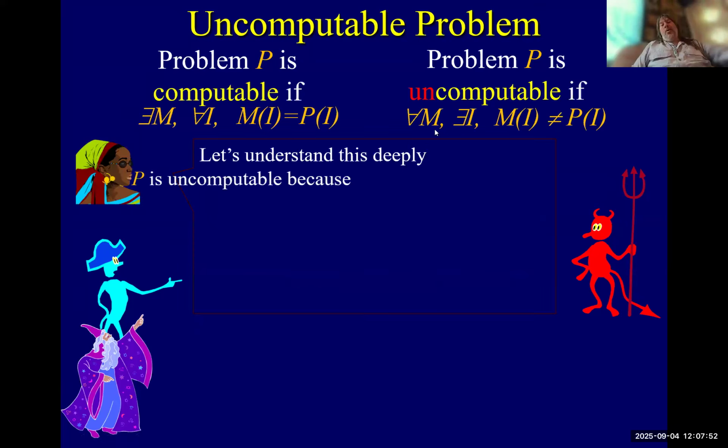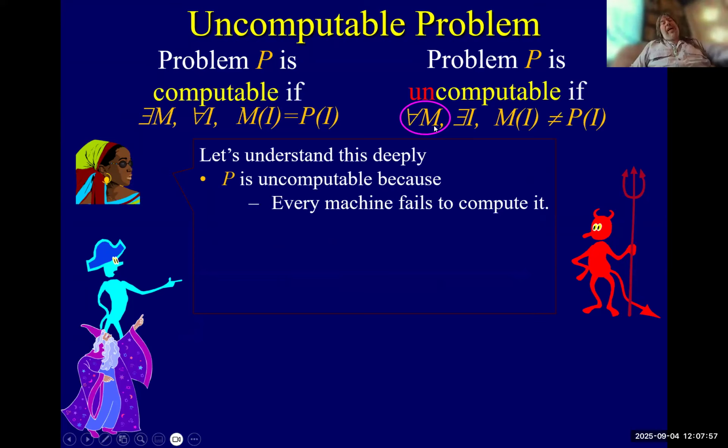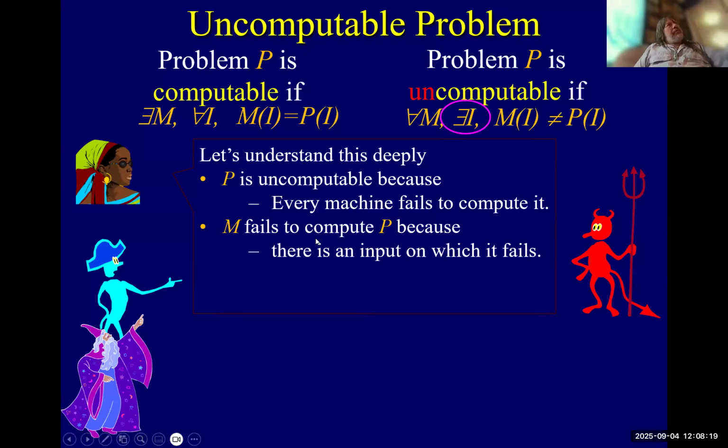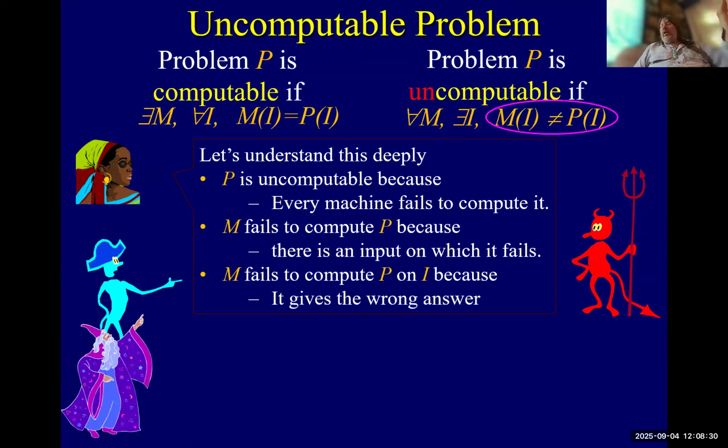And what is it saying? Well, P is uncomputable. Why? Well, because every machine, every algorithm fails to compute it, right? And why does an algorithm fail to compute problem P? Well, it doesn't have to get the wrong answer on every input. It just has to give the wrong answer on one input, right? Because to compute P, you have to give the right answer on every input. So if M doesn't compute P, there's some input on which it gives the wrong answer, right? Everybody follow that?